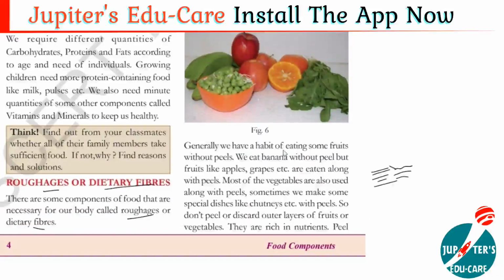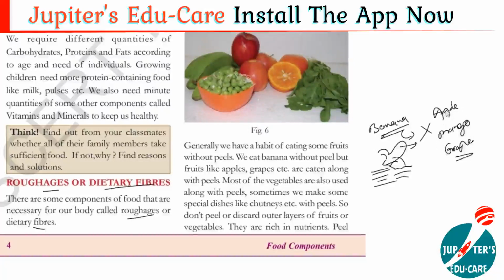See, generally we have a habit of eating some fruits without peel, right? Yes, we have a habit of eating some fruits without peel, and some we eat with the peel. For example, banana. How do you eat banana? Without peel, right? We remove the peel, and only the inner pulp of the banana we will eat. But like apple, mango, some grapes, will you remove the peel? No, we won't remove the peel. Along with the peel, we will consume that.